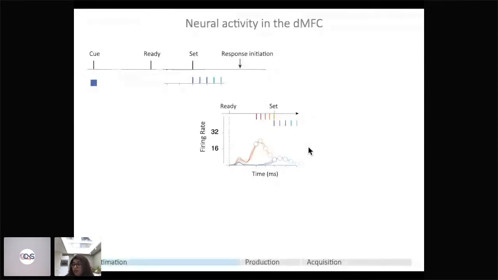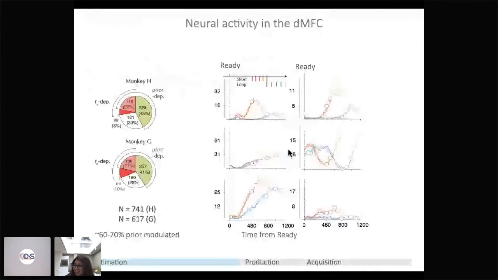And now I do want to make a link back to the efficient coding theory that Jonathan was talking about in his presentation earlier. This would be consistent with the predictions of efficient coding, where the neuron is specifically modulating to represent prior knowledge. But without going into too much detail about that, let's move on.